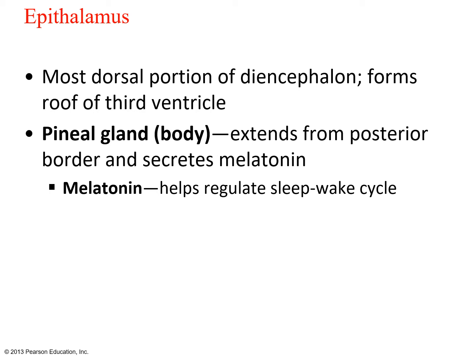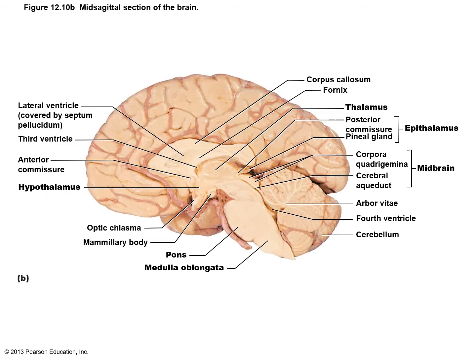The epithalamus is the most dorsal portion of the diencephalon, and it forms the roof of the third ventricle. Most of the epithalamus is actually the pineal gland, which extends from the posterior border and secretes melatonin, which many of you are probably familiar with. Melatonin is a hormone that helps regulate the sleep-wake cycle. And this is a mid-sagittal section of the brain, and so here you can see the mid-sagittal portions of the thalamus, the epithalamus on the right, labels on the right, and the hypothalamus, which has its label on the left.